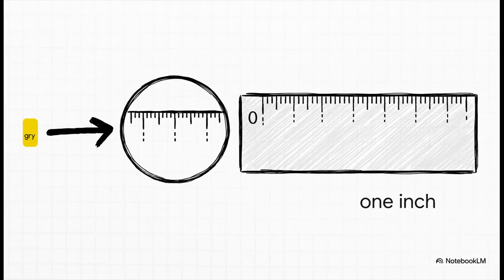So let's connect those dots. If 1 gray is 1/10 of a line, and 1 line is 1/12 of an inch, well, we just multiply them together, right? 1/10 times 1/12 gives us 1/120th. So there it is. 1 gray is equal to 1/120th of an inch. That is the key that unlocks this whole thing.